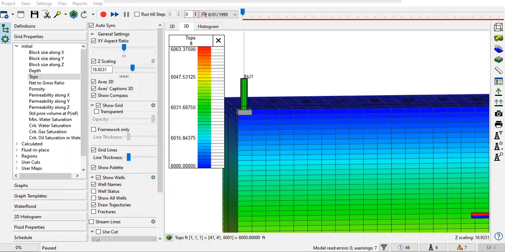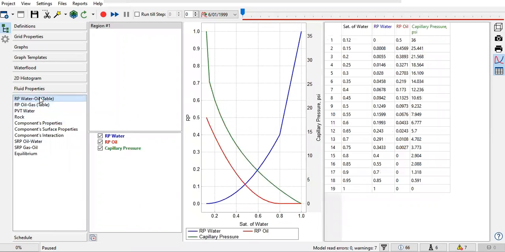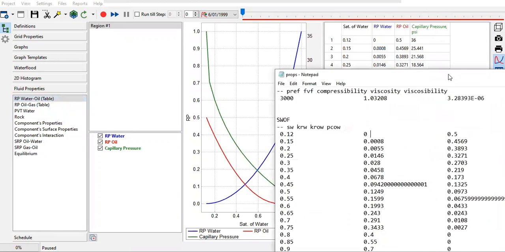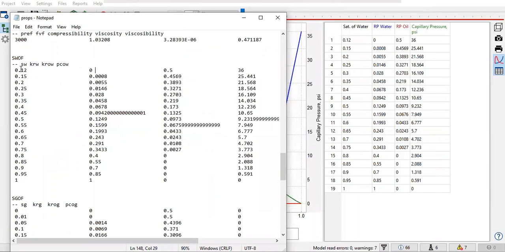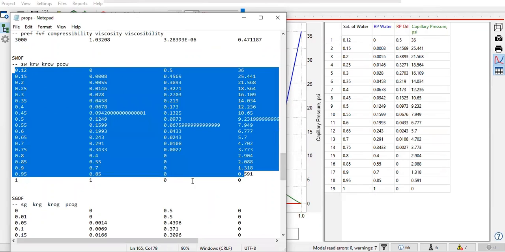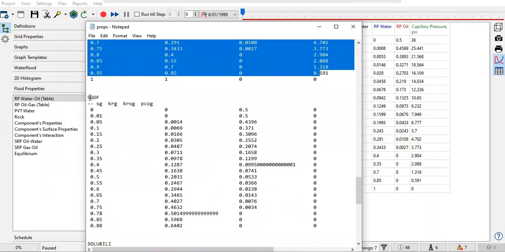So we can check it. Fluid properties, and then RP, water oil. You can compare the data with what we have written in the note. So 0.12, 0.12, capillary pressure 36, there you have. And then RP water 0, RP oil 0.5, all the way down to the bottom, 1100, 1100. Okay, good. So that's for the oil water system. And for the oil gas system, we will use this table.